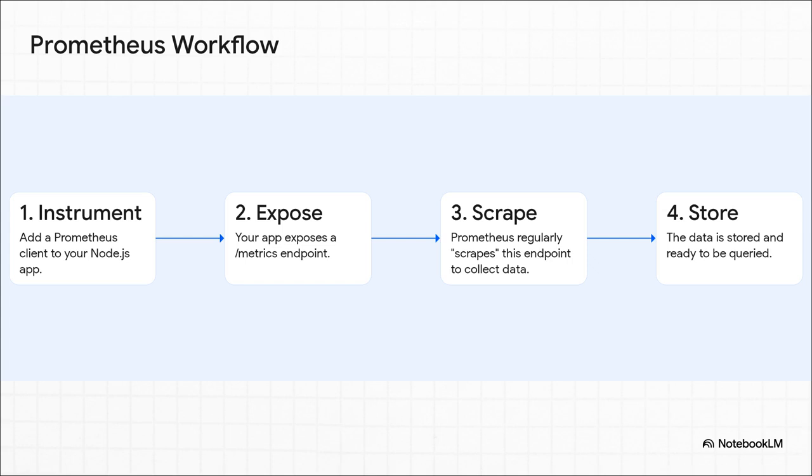This library then exposes a special web page or endpoint, usually at /metrics, that just lists all the health data. Then Prometheus comes along and scrapes that page every few seconds, grabbing all the latest numbers and then storing them. It's a really simple, pull-based model, and it's incredibly powerful.